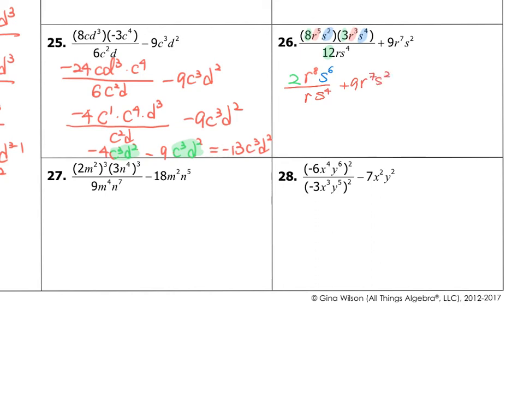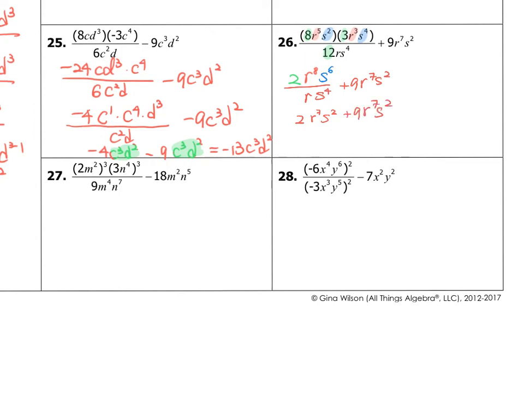Now, let's try to simplify this fraction again. I have 2 on top. I have r to the 8th divided by r. So it's 8 minus 1, which is 7. I have s to the 6th over s to the 4th. 6 minus 4, that's how I have s squared. Then I bring the rest of it down.